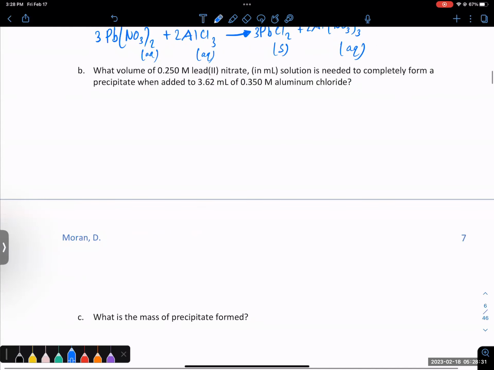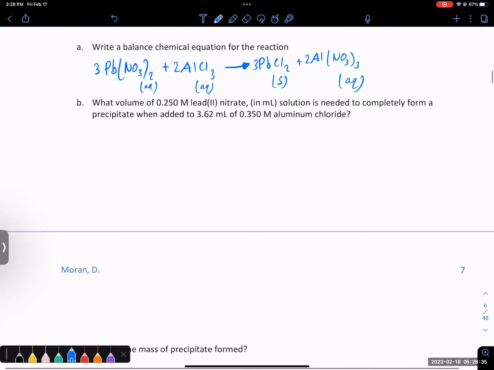All right, now let's do some calculations. What volume of 0.250 molar lead-2 nitrate is needed to completely form a precipitate when added to 3.62 milliliters of a 0.35 molar solution of aluminum chloride? All right, how do we go about solving this? It's the same thing as the other problems, right? Pretty much. What do you gotta take into account here?